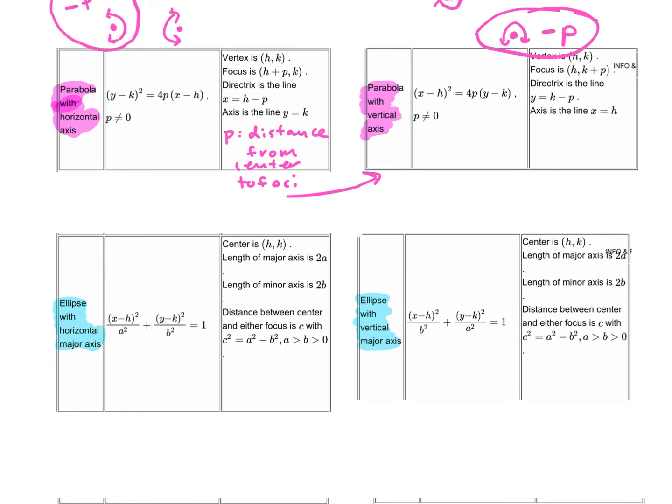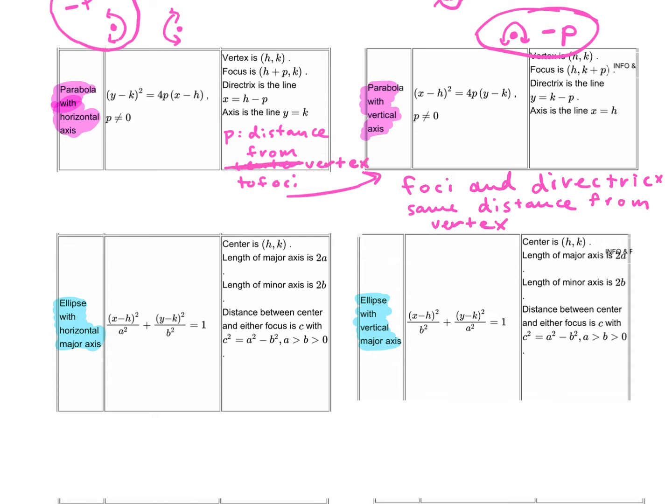Your foci and the directrix are equidistant from the center. Same distance from the center. Or I guess I've been saying center, but I mean vertex. So this should be vertex. But I think you guys know what I meant.